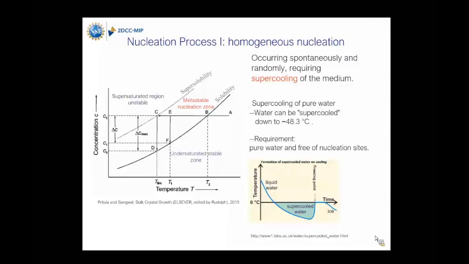Then when the ice crystals form, the temperature goes back to 0 degrees C. Of course, if you further decrease the temperature, the temperature of the ice can also further decrease. So that's the homogeneous nucleation process.